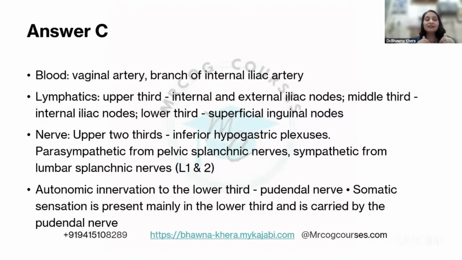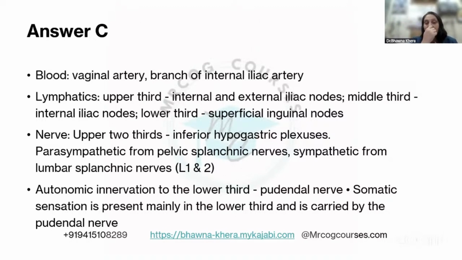So the answer is C. Blood supply, again, the vaginal artery, which is mostly a direct branch of the internal iliac artery, but it can be a branch of the uterine artery as well. Lymphatics: the upper third goes to the internal and external iliac nodes because they follow the uterine and internal iliac arteries. The middle third goes to the internal iliac, and the lower third, coming from the surrounding areas of the perineum, goes to the superficial inguinal nodes.